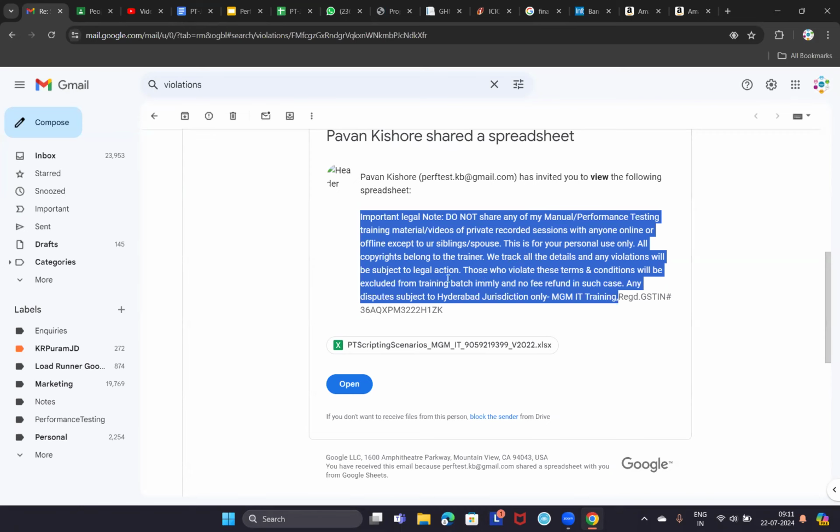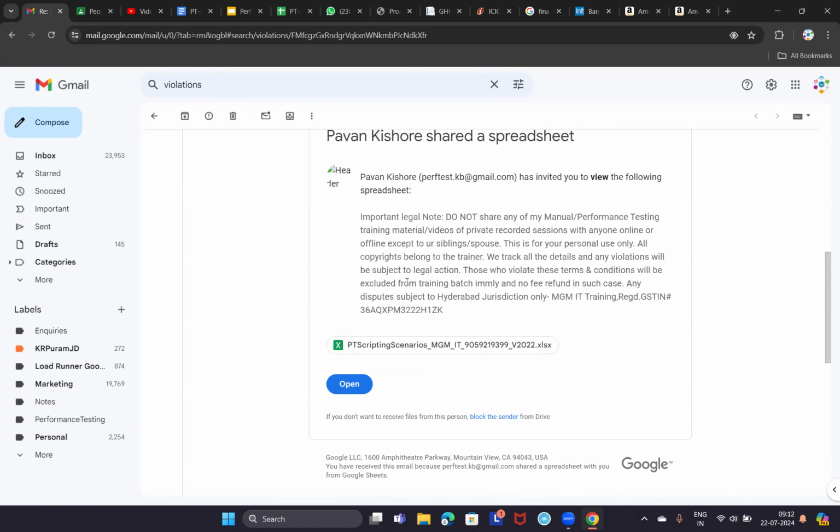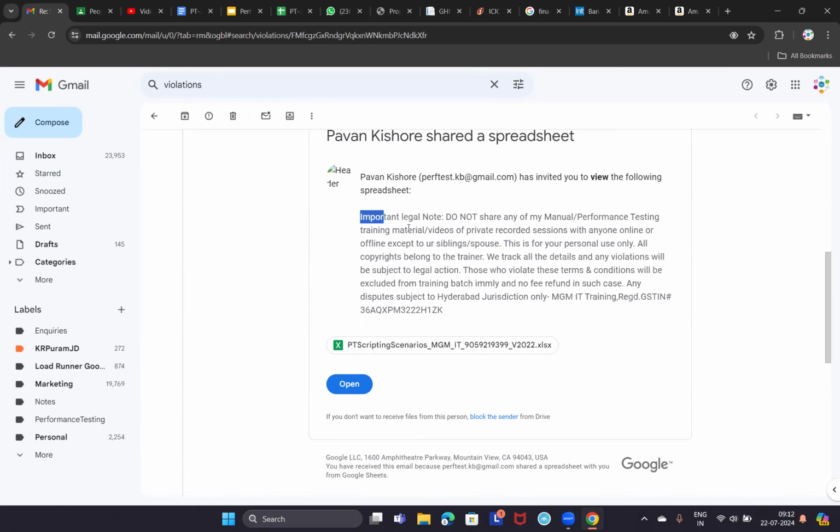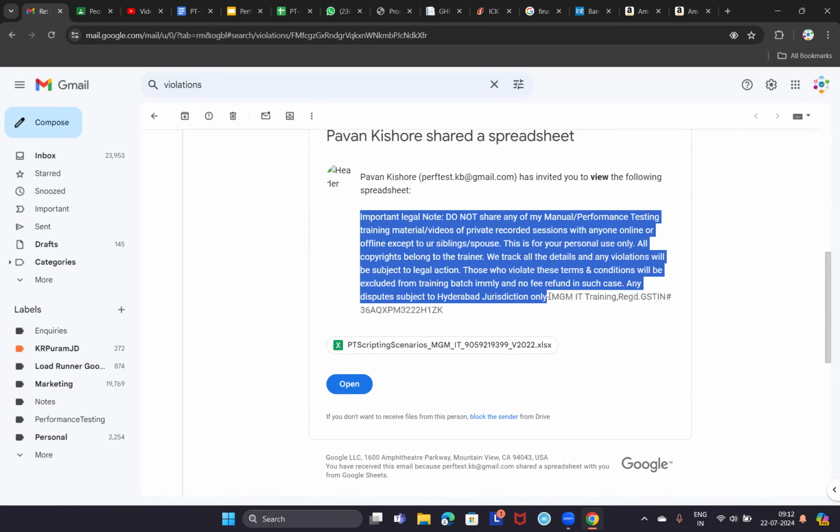Without any deduction. But if you have any other intentions, it's the right time to disconnect or discontinue. Those who violate the terms and conditions will be excluded from the training batch with no fees refund, and we are also filing legal cases on them. We already had 5 cases filed on some previous batch students who are selling those recorded sessions or misusing them.